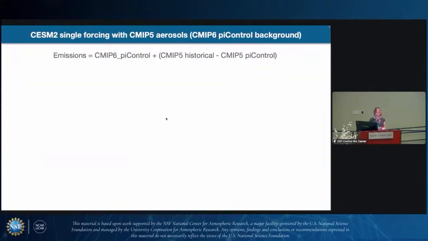Okay, we have plans for a new ensemble, a single forcing ensemble of CESM2, but using CMIP5 aerosol forcing. I think there's been quite a lot of work that has shown that differences between CMIP5 and CMIP6 aerosol forcings have quite an impact on the historical evolution. And what we wanted to do here is not change our baseline, so use CMIP6 pre-industrial control aerosols and add on the anomalies from CMIP5. So it's not exactly CMIP5 emissions, but it's the time evolution of CMIP5 within a CMIP6 baseline. So this would all be within CESM2.